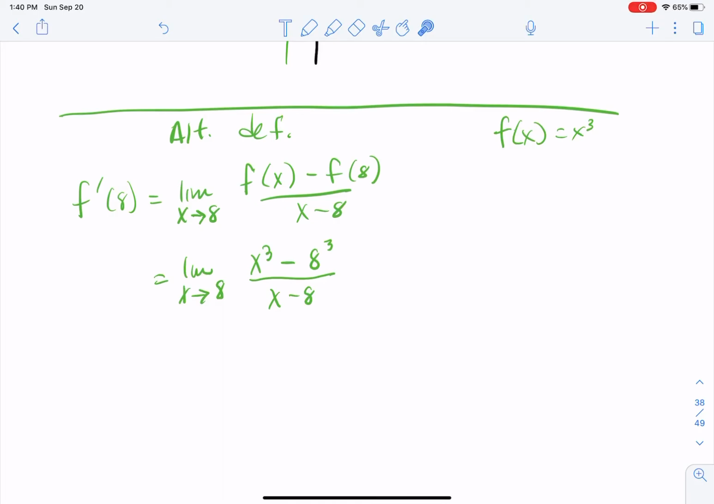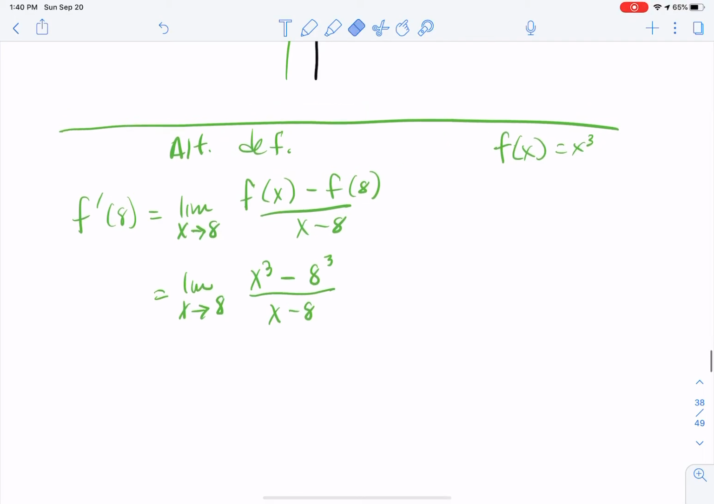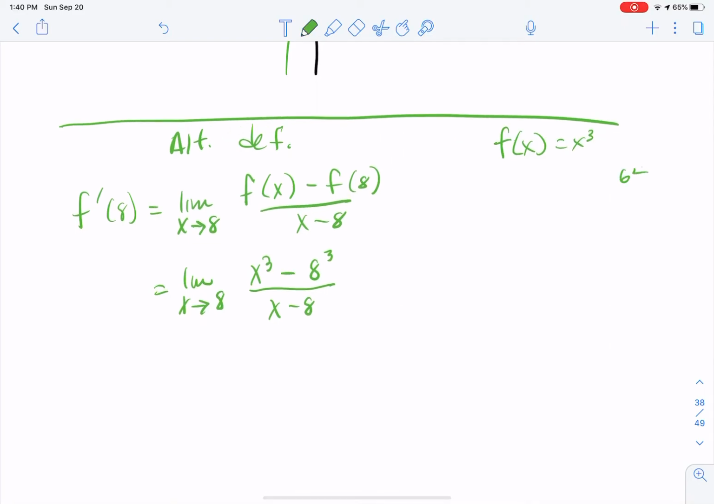Now then, one of the things that I might do is cube 8. Cubing 8, 8 squared is 64. 64 times 8, 32, 3 is 48, 51, that's it. Okay, 512. So I'm going to take that out and put 512 in its place.